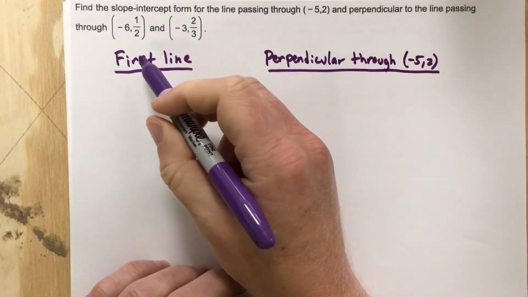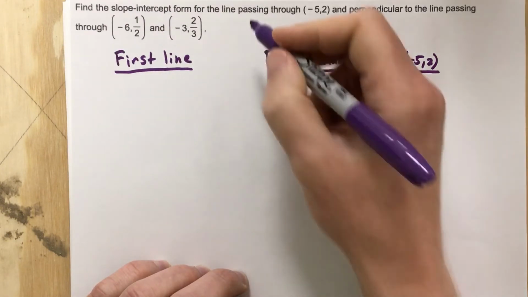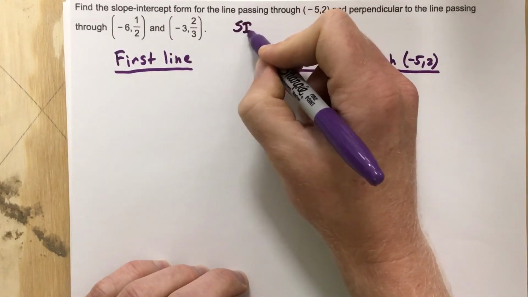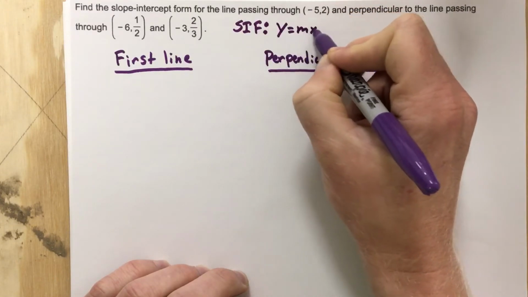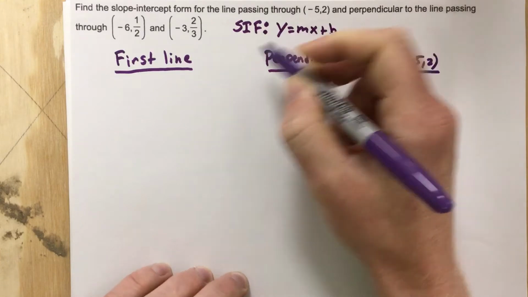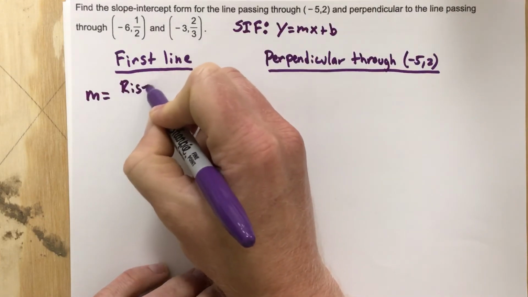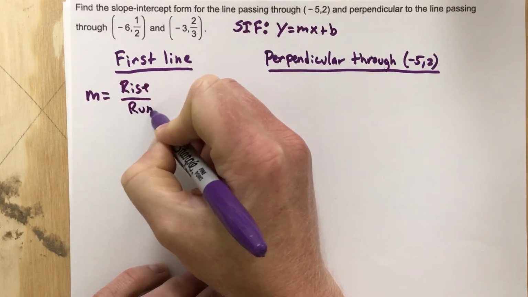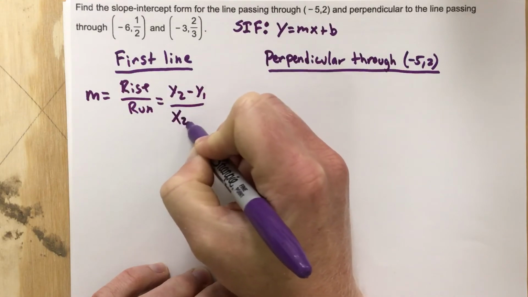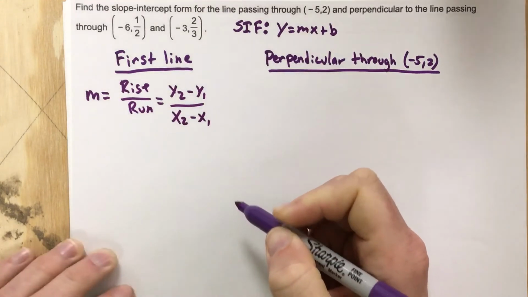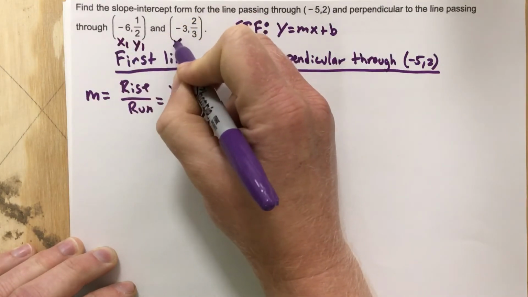So we'll start by finding the slope first, and we know that slope-intercept form, SIF, which is what I'll be using in this problem, is y equals mx plus b. So that's why I have to find the slope first, because I need to find m. We know to find slope, m is rise over run, which is y2 minus y1 over x2 minus x1. So I'm going to label this x1, y1, x2, y2.